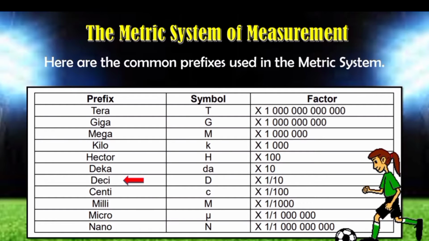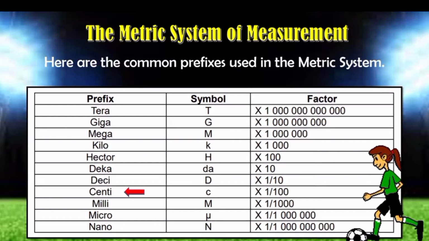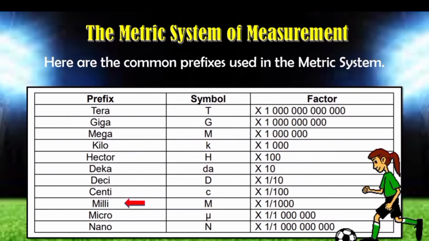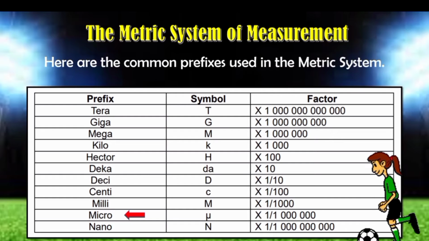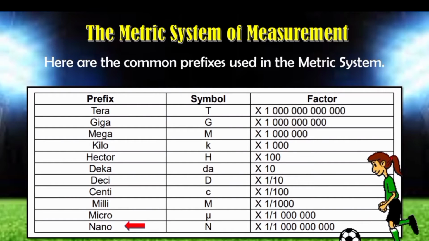Next one is deci with the symbol D. The factor is multiplied by 1 over 10. Then we have centi with the symbol C. The factor is multiplied by 1 over 100. Next is milli. The symbol is M. The factor is multiplied by 1 over 1000. Next is micro. That is the symbol and the factor is multiplied by 1 over 1 million. Then lastly, we have nano with the symbol N. The factor is multiplied by 1 over 1 billion. And those are the common prefixes used in the metric system.